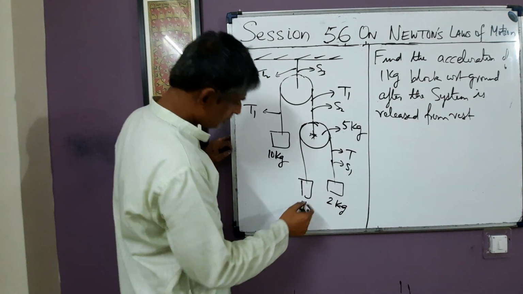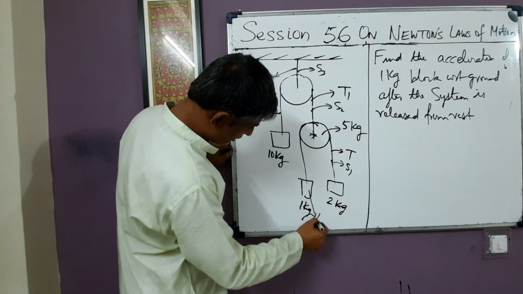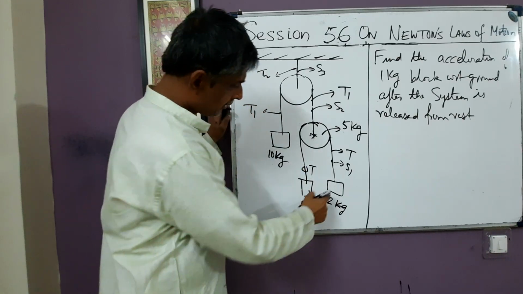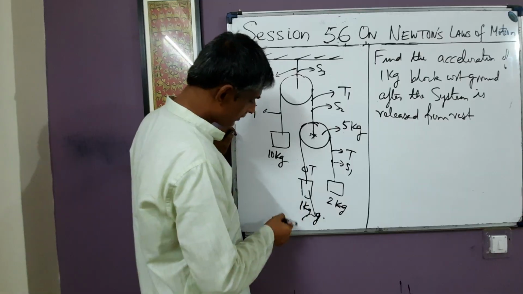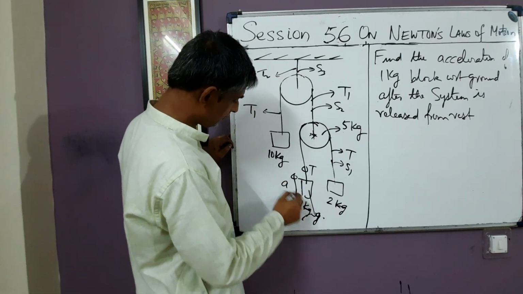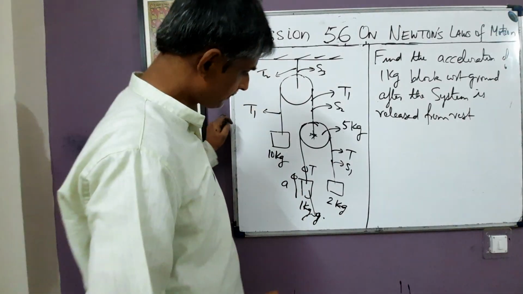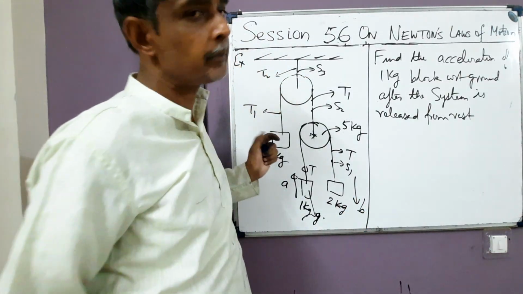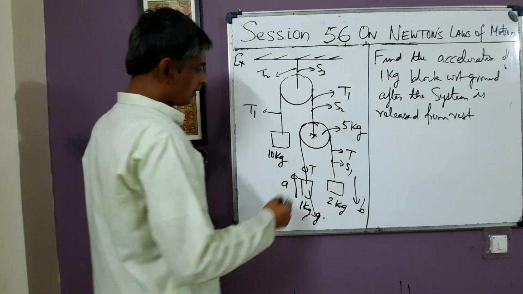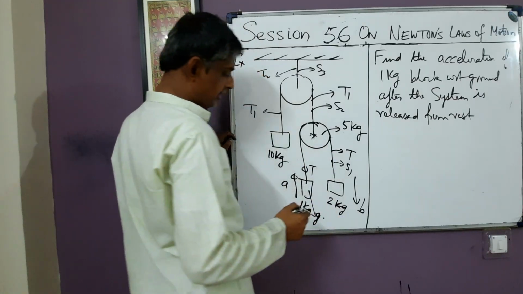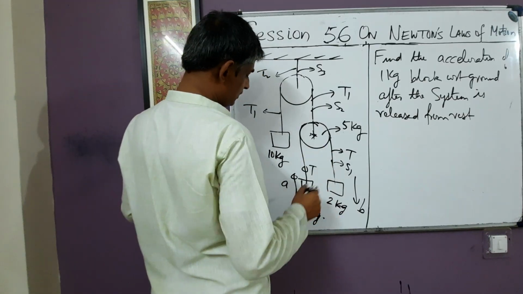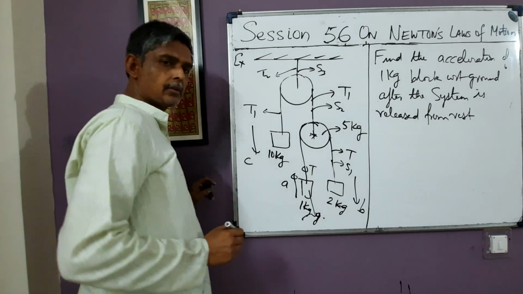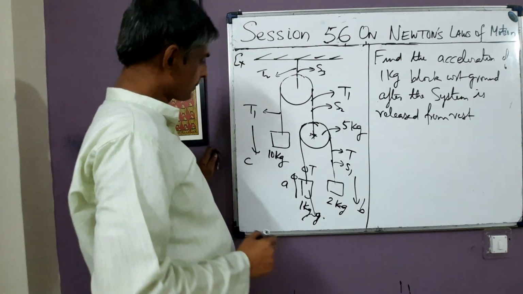Now I draw the free body diagrams of these three blocks and pulleys separately with respect to ground. So I draw the free body of this block here itself: 1g, weight, and T upward. I show the accelerations also. Suppose I assume that this accelerates with A with respect to ground in the upward direction. Suppose this accelerates with B with respect to ground in the downward direction, assumed arbitrarily. Suppose I assume that this 10 kg block accelerates downward with C with respect to ground.